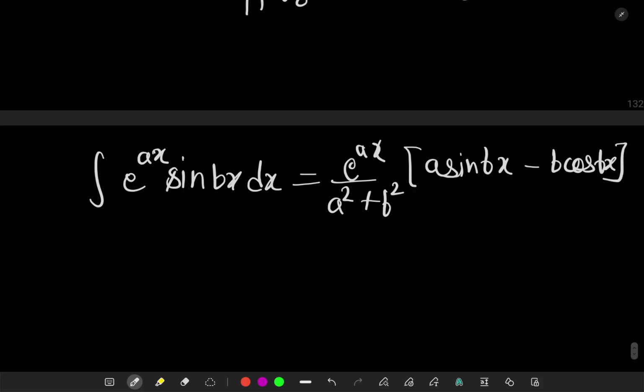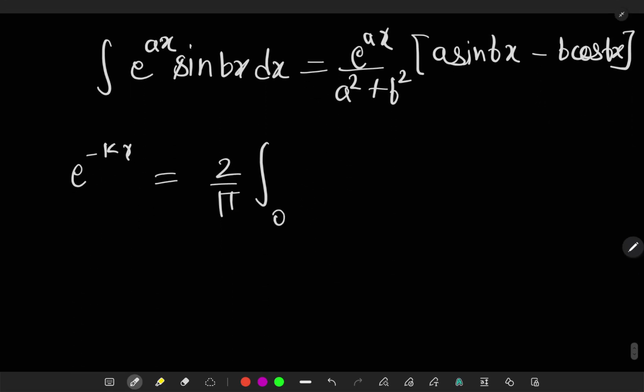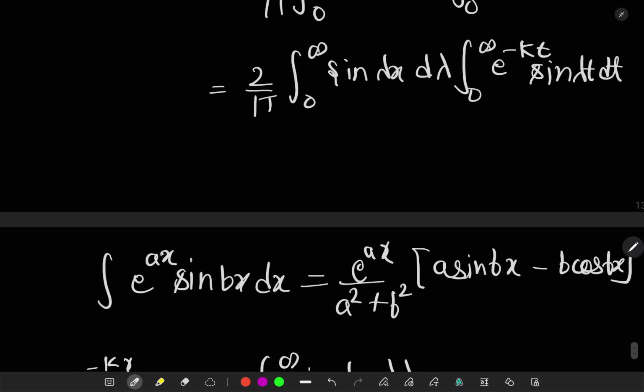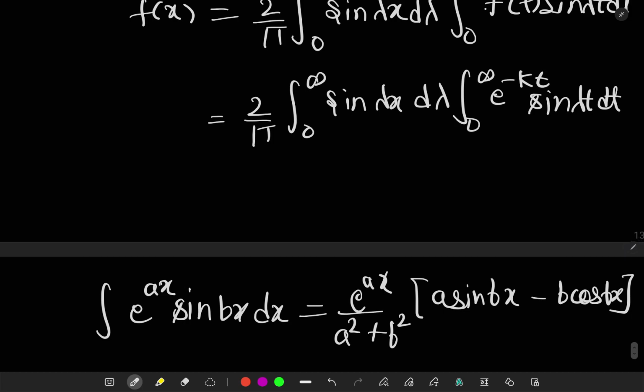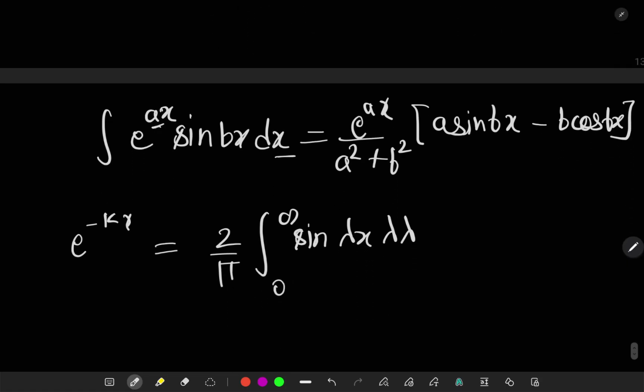Now this f of x is equal to e raised to power kx, we can write here, and equals to 2 by pi integral 0 to infinity sine lambda x d lambda. And using this integral formula, here you can see this x is t and this a is minus k. So replace this value.